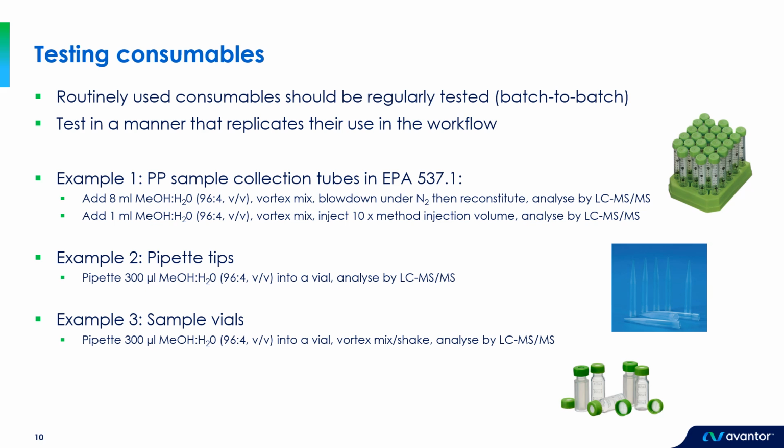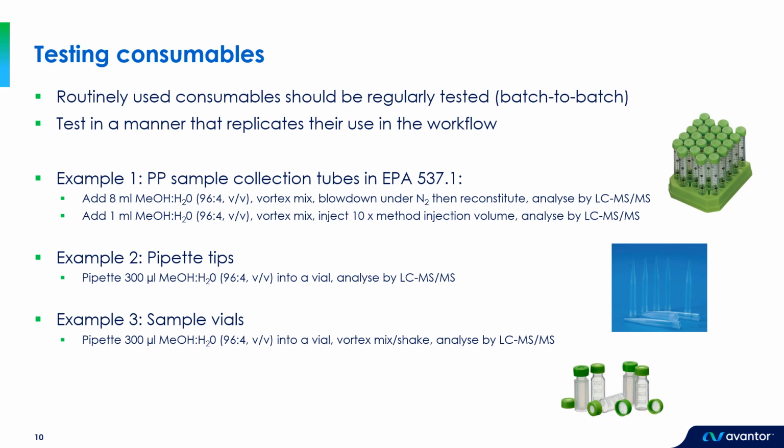It's important to test these consumables in a way that accurately reflects their use in the workflow. So, for instance, considering centrifuge tubes in a method like EPA 537.1, these tubes collect 8 mLs of 96% methanol, which elute from the sample from the SPE cartridge. This is then blown down to dryness using nitrogen and reconstituted for analysis. So to test the cleanliness of these tubes, we could take 8 mLs of our elution solvent, place it in a centrifuge tube, vortex it, blow down, reconstitute and analyze as we do in the full analytical procedure.